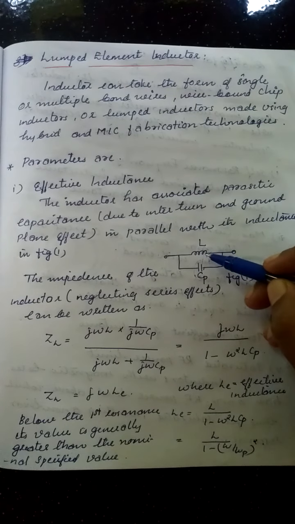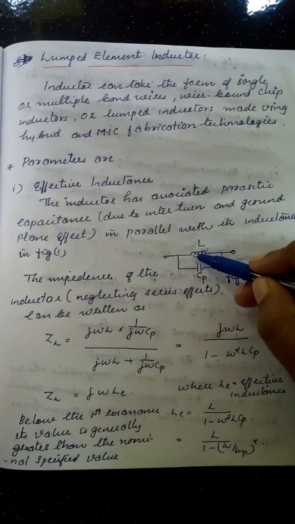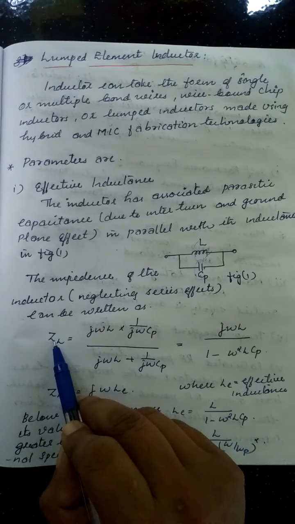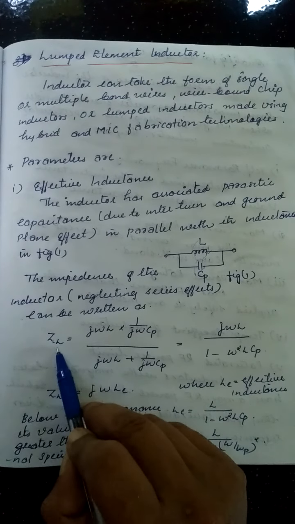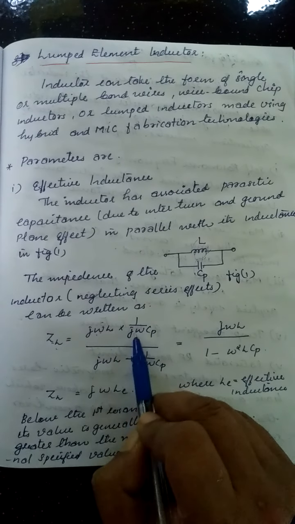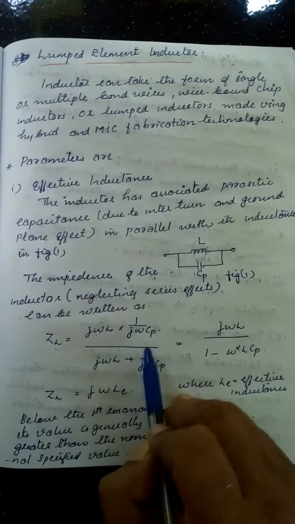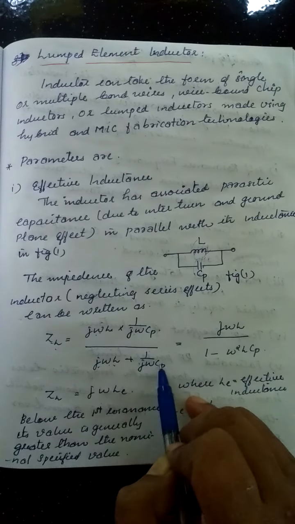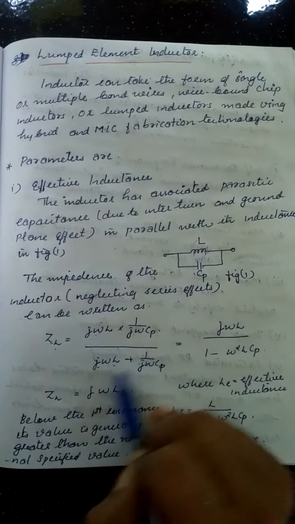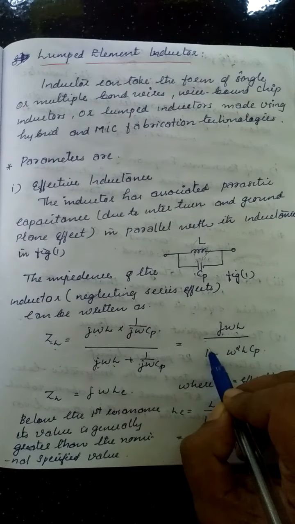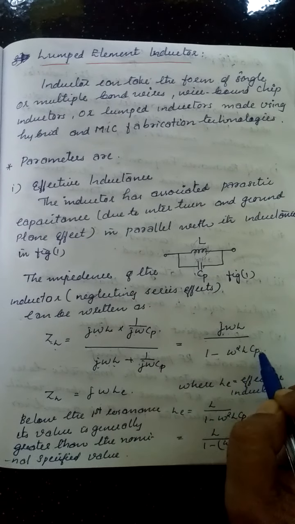When we consider the impedance of our inductor, the impedance of the inductor value will be ZL, which becomes j omega L into 1 divided by j omega Cp, all divided by j omega L plus 1 divided by j omega Cp. From here, we can rearrange the equation as j omega L divided by 1 minus omega squared L Cp.